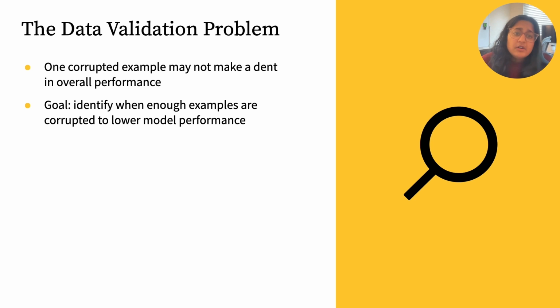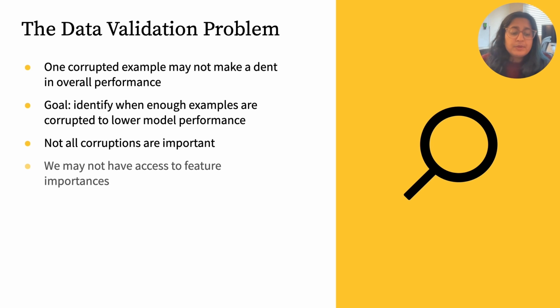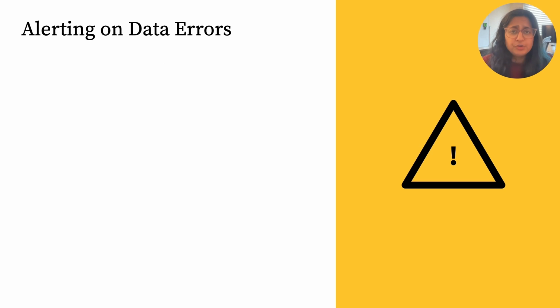And why is this hard? This is hard because not all corruptions might be important. They might not actually impact downstream accuracy, as we saw in the previous notebook. And also, we might not have access to feature importances or other things that might tell us which features are more meaningful than others in our pipeline. So we want to broadly alert if we think there's a corruption or an error in the data.